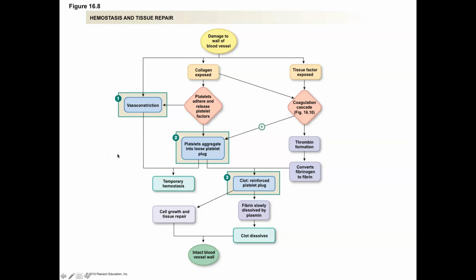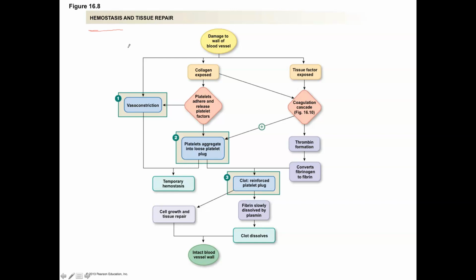Let's talk about hemostasis. Hemostasis is the process of fixing a broken blood vessel. If we were to not fix broken blood vessels, we would experience hemorrhaging, which is the loss of blood. So this is an important protective function in the human body to ensure that we don't have large amounts of blood loss.